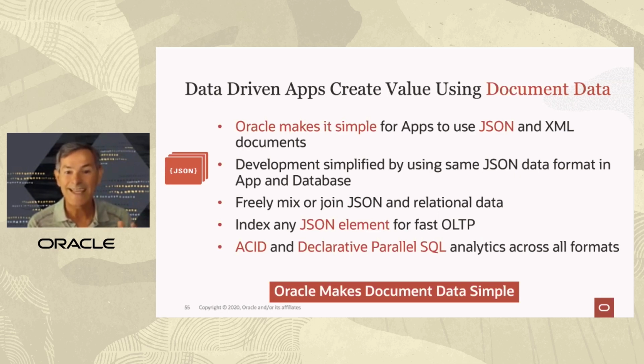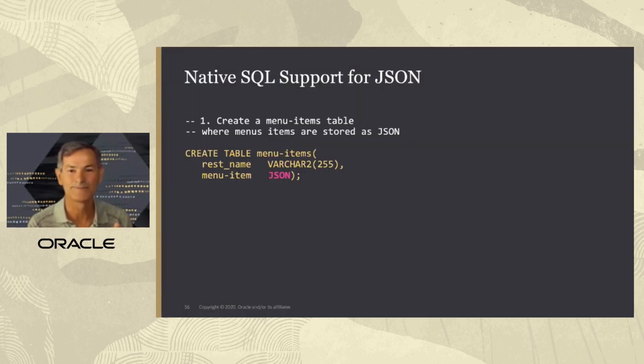You can index any JSON element to make JSON very fast for OLTP. You can use parallel SQL to run analytics on JSON, as well as a combination of JSON and other formats. And Oracle provides full ACID capabilities on all the JSON inside the database. And this makes document data in the database dramatically simpler.